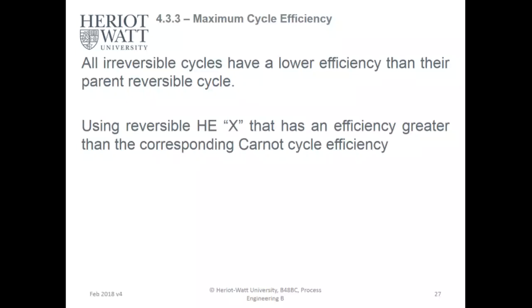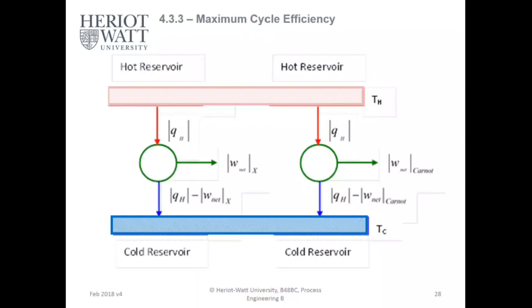Using reversible heat exchangers, let's consider a reversible heat engine X that has an efficiency greater than the corresponding Carnot cycle efficiency. So, an impossibility. So your reversible X has more efficiency. From the single hot reservoir, you have heat going in, and you have work done by two engines. You have your Carnot and, let's call it, the X engine, and you recover the heat through a cold reservoir.